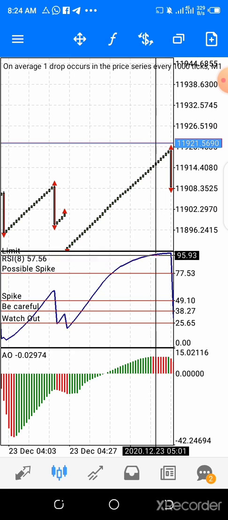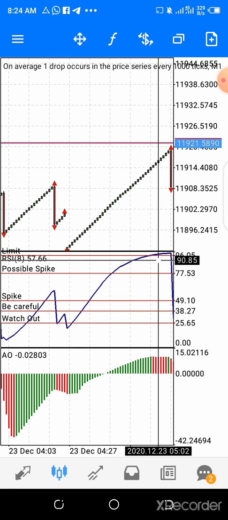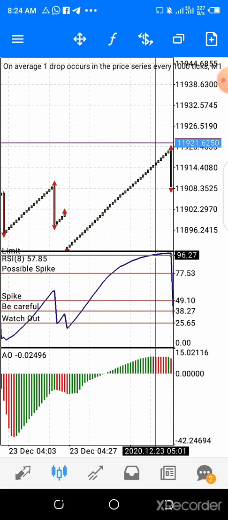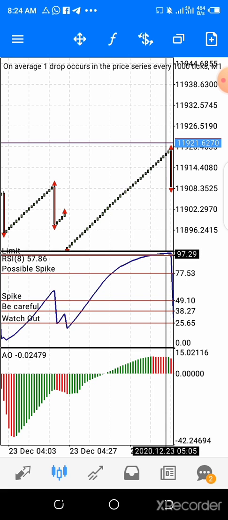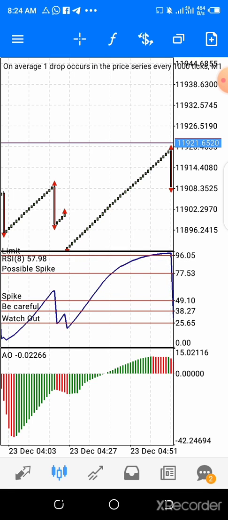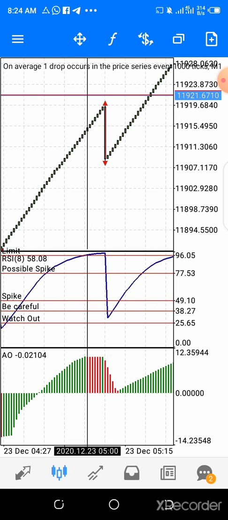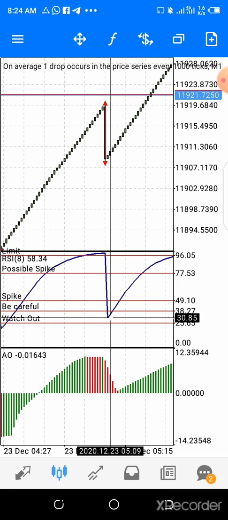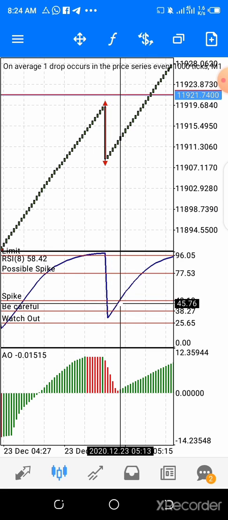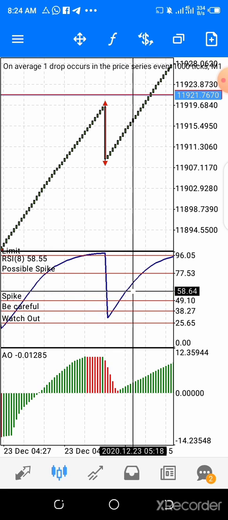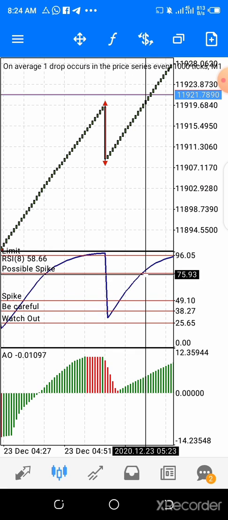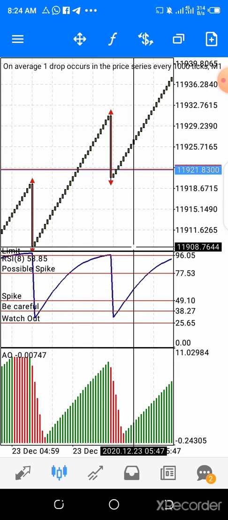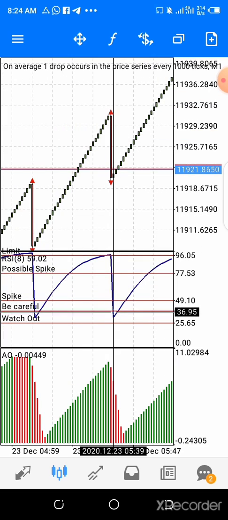So when it reaches the limit zone, that's 96.05, it must spike. Like here, it reached the limit zone. Then after 1, 2, 3, 4, 5, 6 candles, it spikes. So when it spikes, then it comes to this particular point. From here, you can still watch out for the spike possible zone. It doesn't spike, then it goes to this possible spike zone and it doesn't spike, then it comes to this limit. So when it comes to the limit, it must spike.